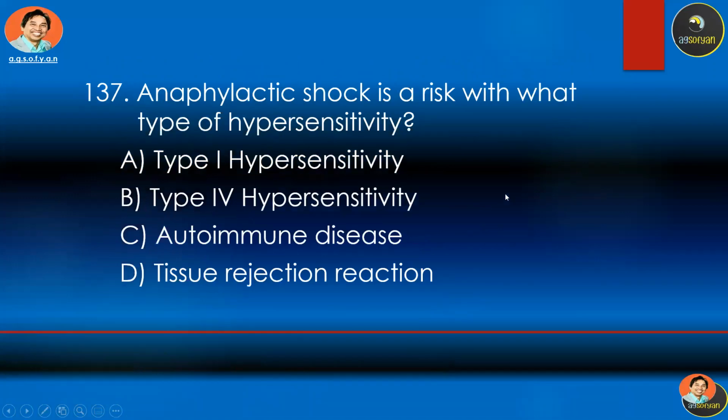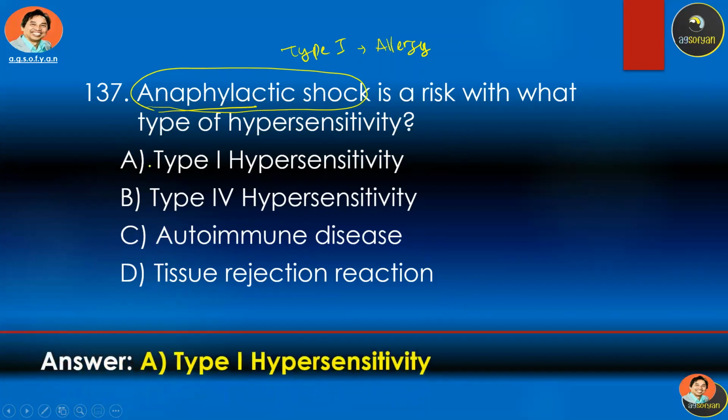Anaphylactic shock is a risk with what type of hypersensitivity? Okay, so anaphylactic shock is an example of type 1 hypersensitivity. Okay, so this is allergy. This is systemic allergy, like a bee sting, for example, is a type of anaphylactic shock. Right? So this is type 1 hypersensitivity.